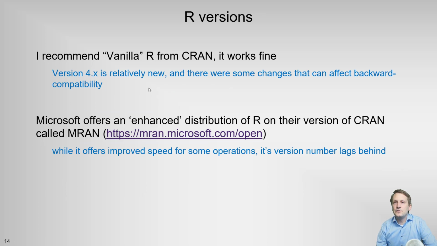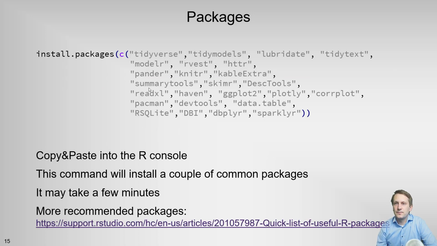In terms of the different R versions, I do recommend to just install the vanilla R version from CRAN, which I've linked to. You may have heard that Microsoft also offers a version of R that's enhanced in certain ways, but it's usually a version or two behind the official version on CRAN. And so if you don't need those particular performance improvements, mostly specific to interfacing with other Microsoft products, then probably the standard R version is the best one to use.